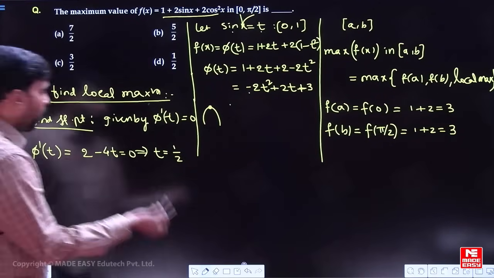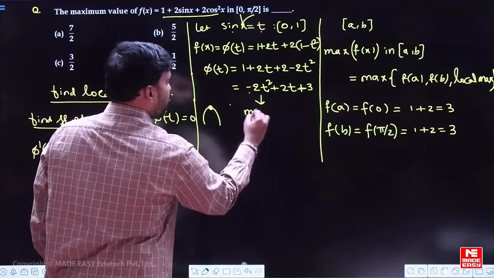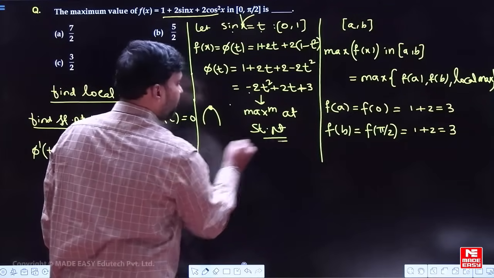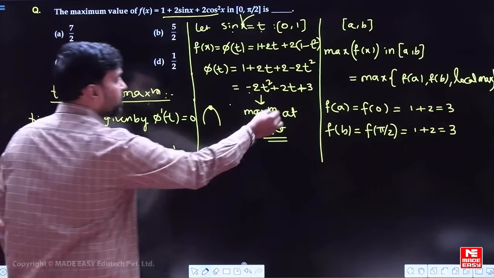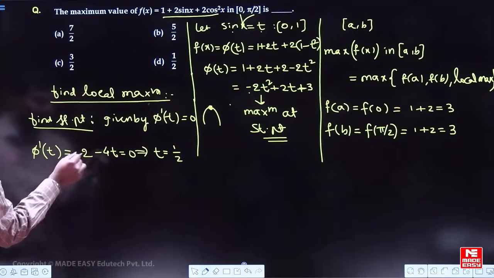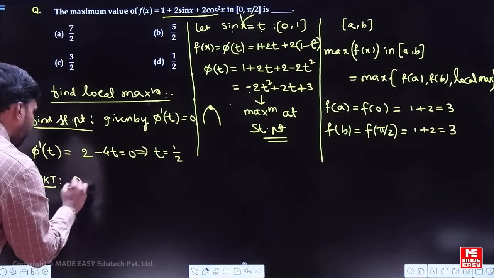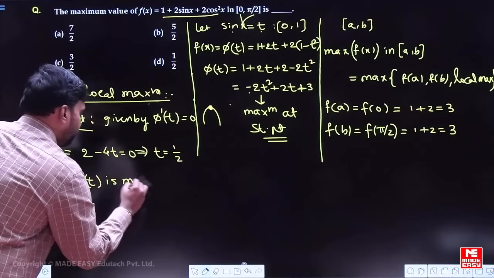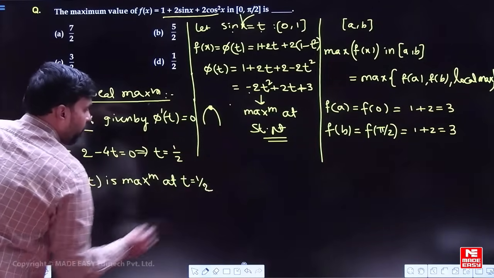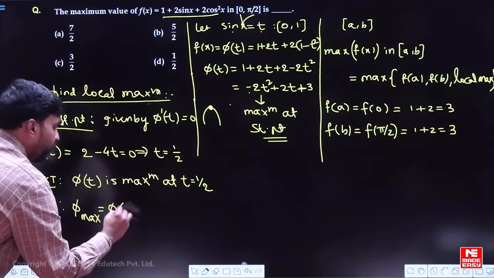And it's already confirmed that it is a maximum. So this is maximum at the stationary point, according to the parabola concept. So therefore at t is equal to 1/2 it is maximum. So we know that phi of t is maximum at t is equal to half. So therefore phi max is given by phi of half.